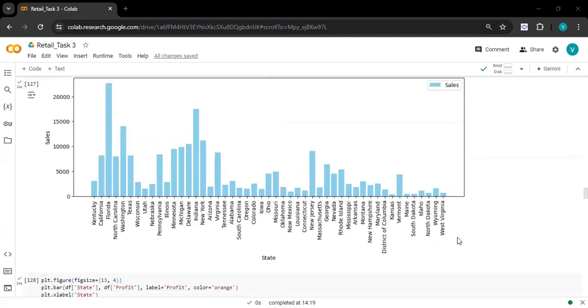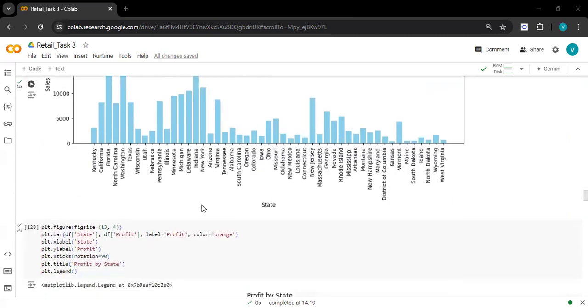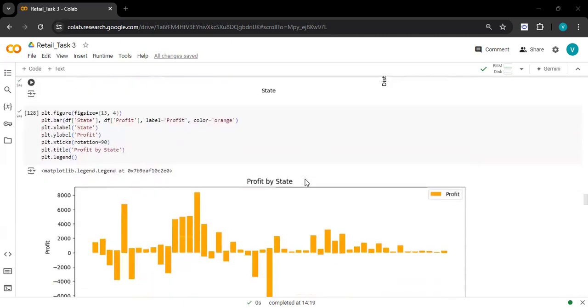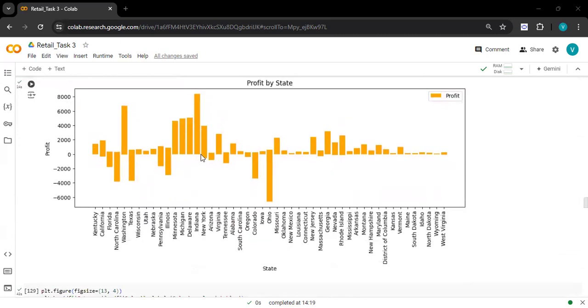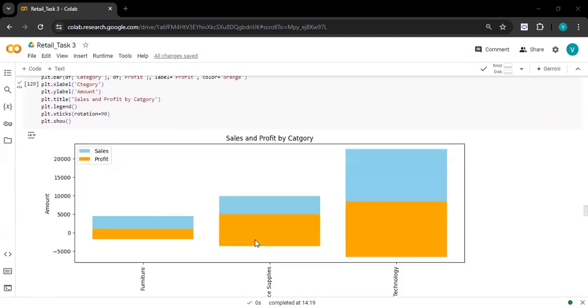The sales are higher in Florida and Indiana, and the least sales are in Kansas, Maine, Dakota, and similar states. The profit is higher in Indiana and Washington. The profit is negative, very low, in Ohio and Colorado.